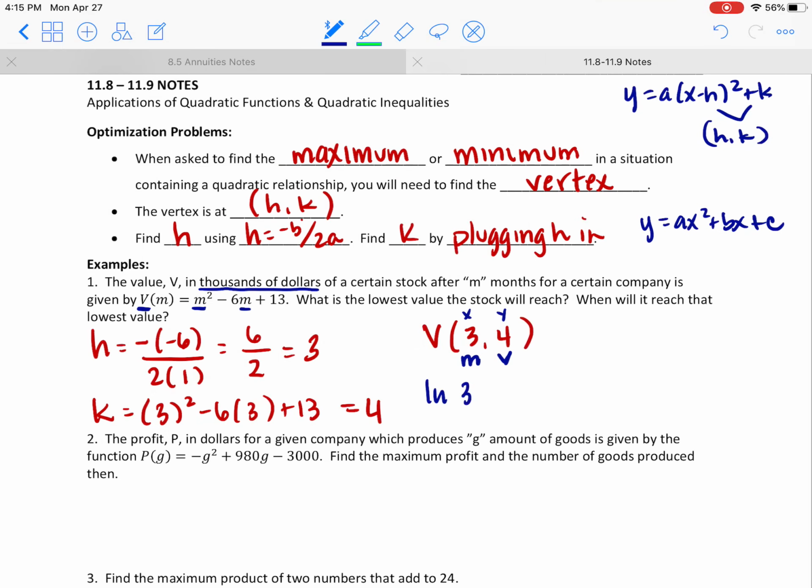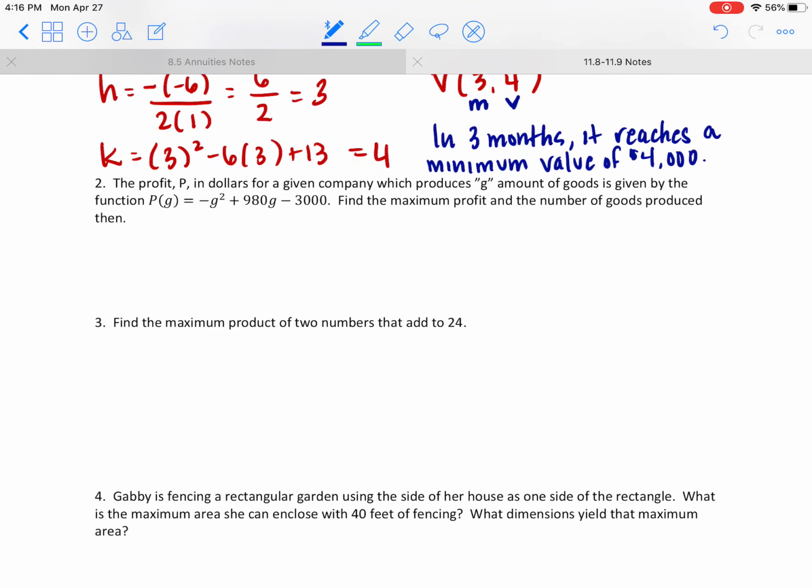So our interpretation of this vertex tells us the lowest value is 4, and it happens in 3 months. So let's make this concise here. In 3 months, it reaches a minimum value of $4,000. Okay, so that came from interpreting the vertex. That is the only hard part of this until we get to a later example, but let's keep it simple for a second.